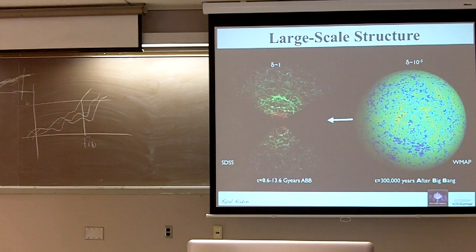And so this plot here explains one of the confirmations for why we believe in the existence of dark matter. Here I look at the recent universe, the way the galaxies are distributed. This is an angular map.